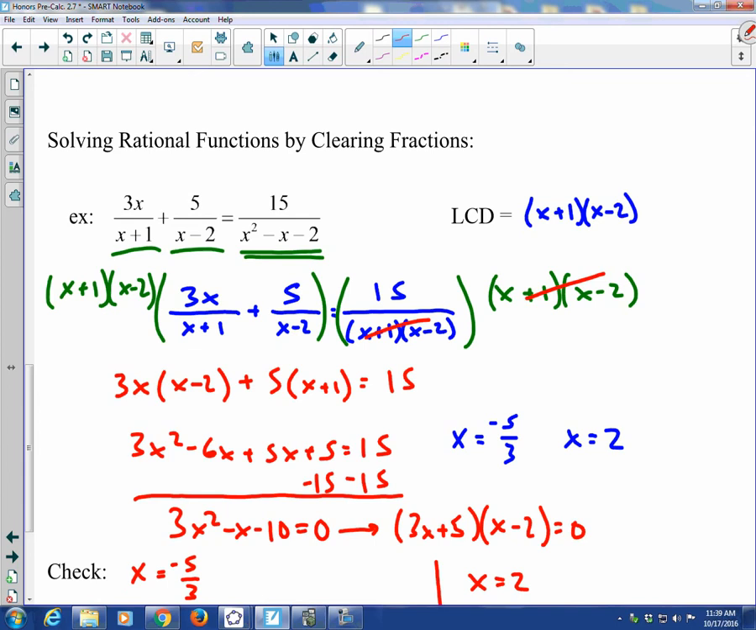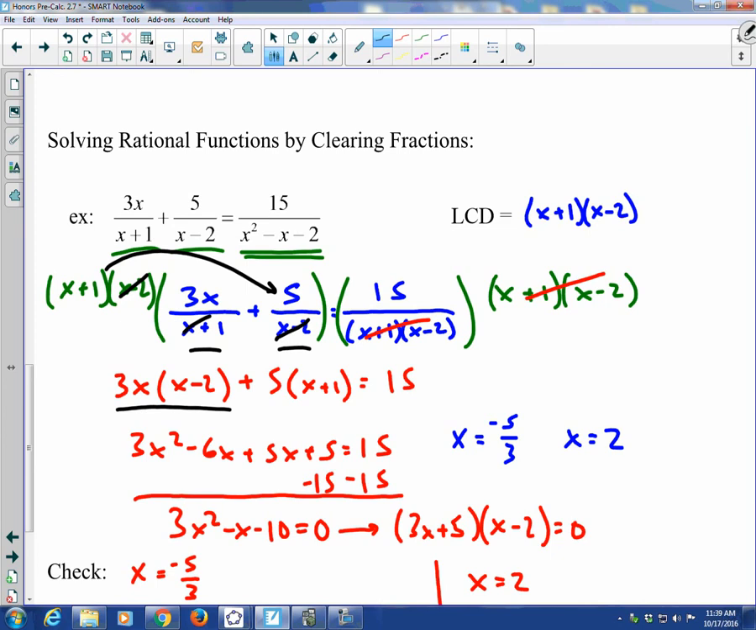When we distribute on the left side, right, we're going to distribute to both of the terms on the left side. So when we multiply 3x over x plus 1, we see the x plus 1's cancel, and we are going to get 3x times x minus 2. And when we distribute to our second term, that 5 over x minus 2, we see the x minus 2's cancel.